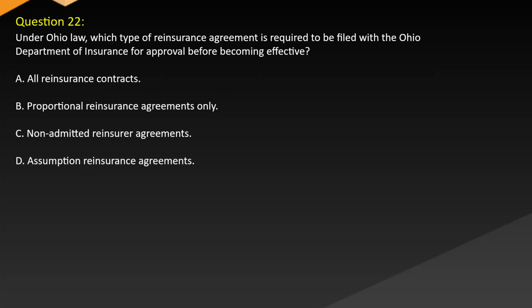Question 22. Under Ohio law, which type of reinsurance agreement is required to be filed with the Ohio Department of Insurance for approval before becoming effective? A. All reinsurance contracts. B. Proportional reinsurance agreements only. C. Non-admitted reinsurer agreements. D. Assumption reinsurance agreements.